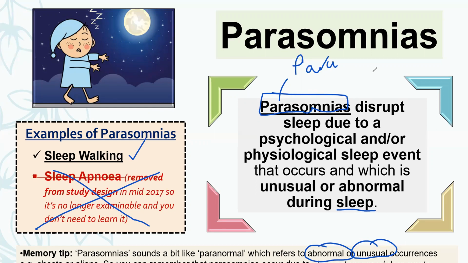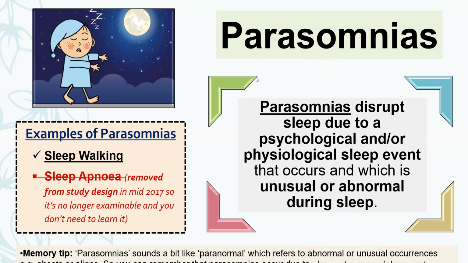Parasomnias are unusual or abnormal sleep events, and they always occur during sleep. While the person is sleepwalking, they're still asleep. That's why it's called sleepwalking. Whereas with insomnia, the person is awake, they're not yet asleep. That's the difference between the 2.